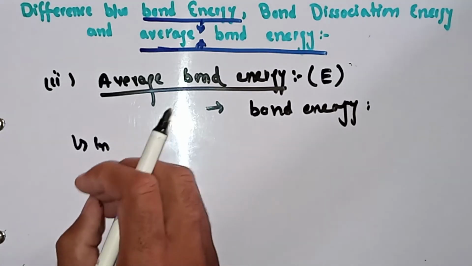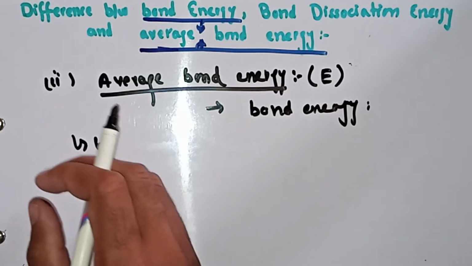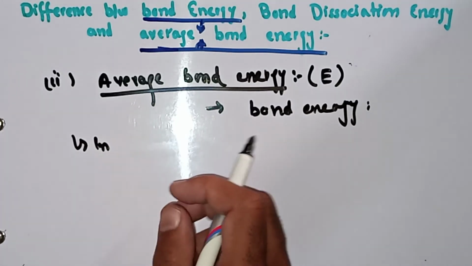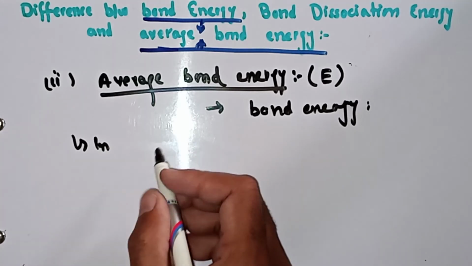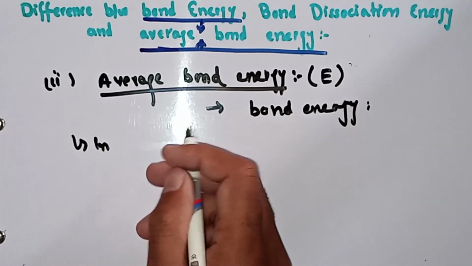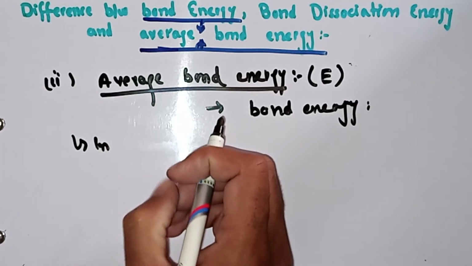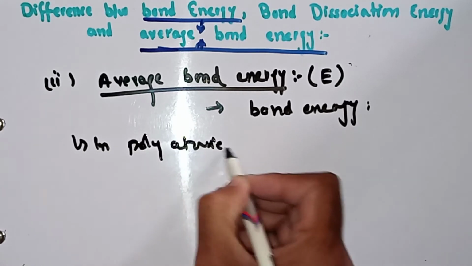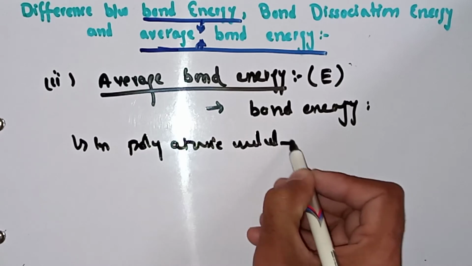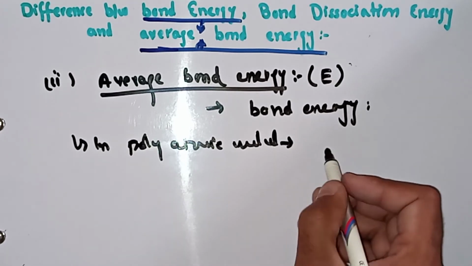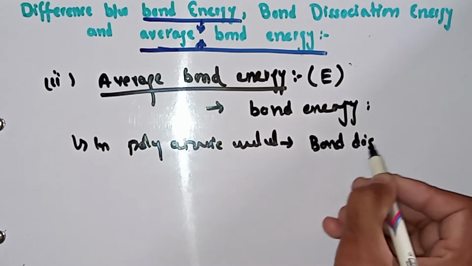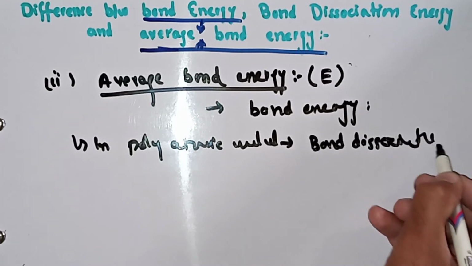Let us understand what the bond energy or average bond energy is. In a polyatomic molecule, there are different bond dissociation energies.